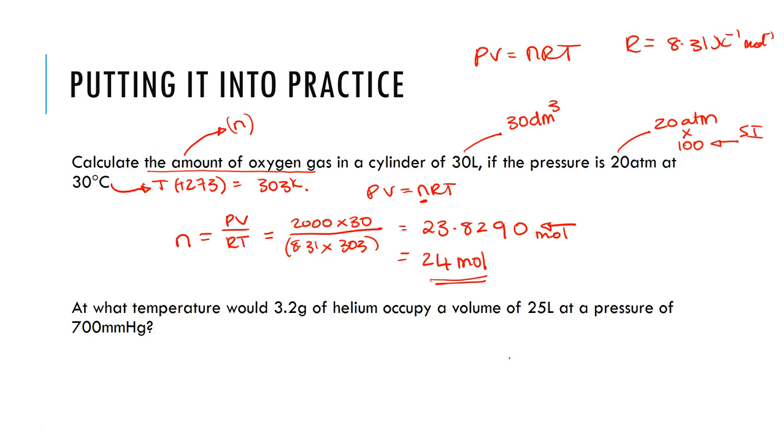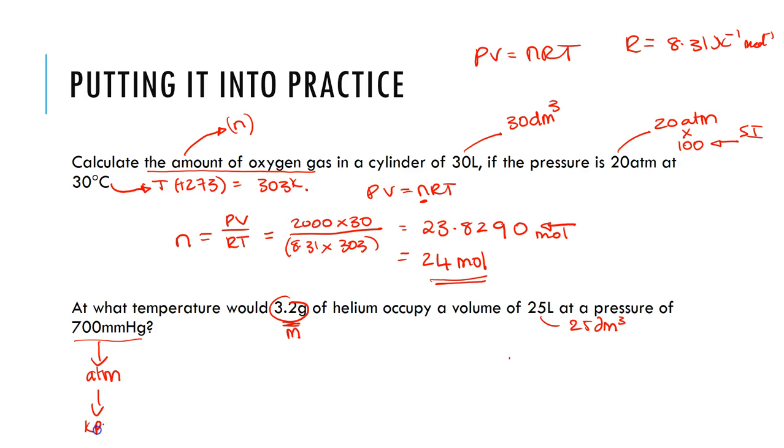Okay, so as you can see here, we haven't got an initial and a final. We just have that straightforward one situation we need to calculate. This one has another pressure conversion just to show you how they're done. So let's have a look at this one. We have 3.2 grams of helium. So this is a mass, okay, occupying a volume of 25 litres, so 25 decimetres cubed, at a pressure of 700 millimetres of mercury.